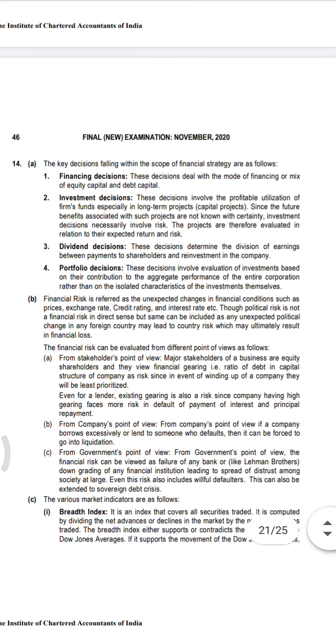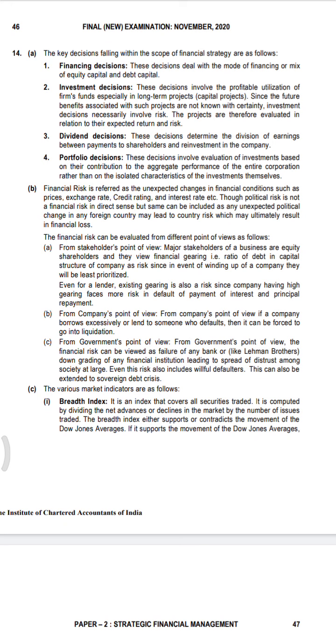Question number 2. Financial risk is referred to as the unexpected change in financial conditions such as prices, exchange rate, credit rating, interest rate, etc. Though political risk is not a financial risk in the direct sense, it can be included as any unexpected political change in any foreign country may lead to country risk, which may ultimately result in financial loss. The financial risk can be evaluated from different points of view as follows: from stakeholders' point of view, from company's point of view, from government's point of view.